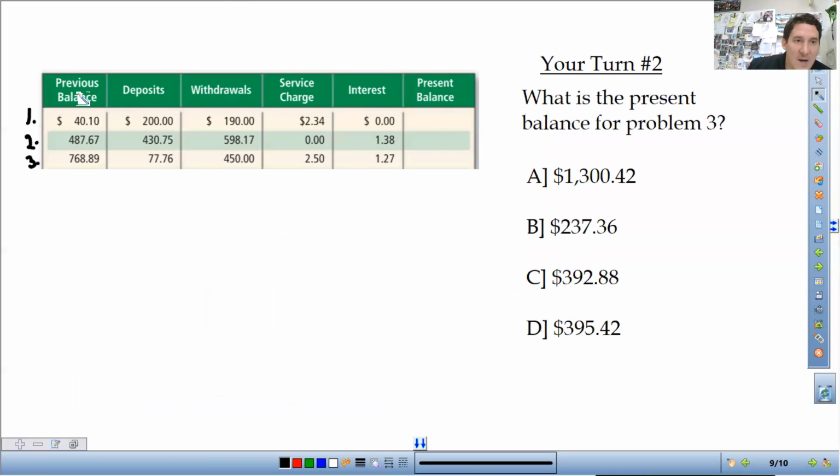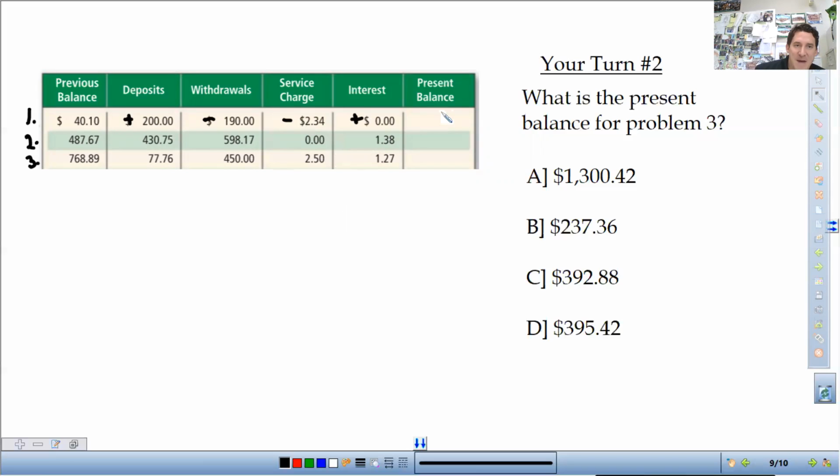Working through these, the previous balance is $40.10. Remember deposits, you add these. The withdrawals you subtract, so I'm going to subtract 190. Service charges you subtract, and then you add any interest. So starting with the previous balance, $40.10, I'm going to add 200, subtract 190, subtract $2.34, and then there was no interest, so I don't need to worry about that.